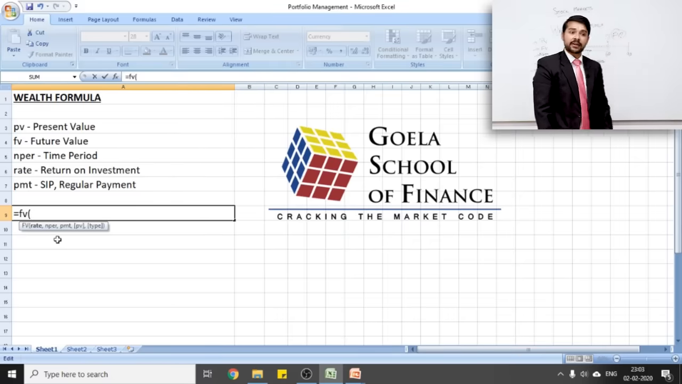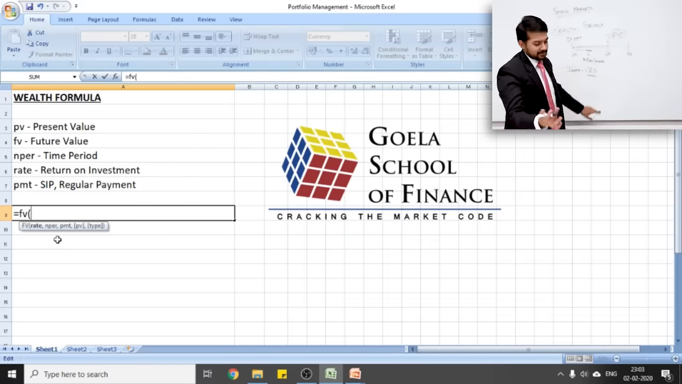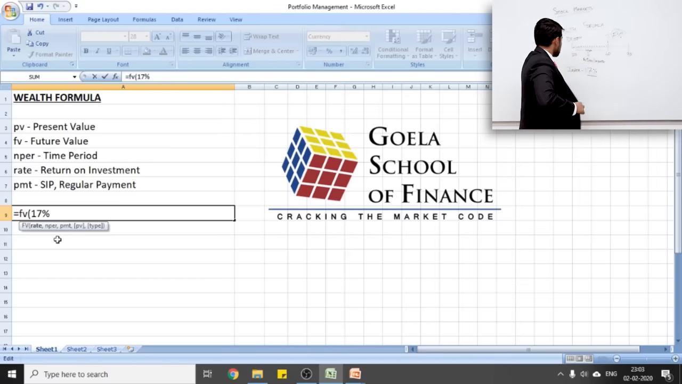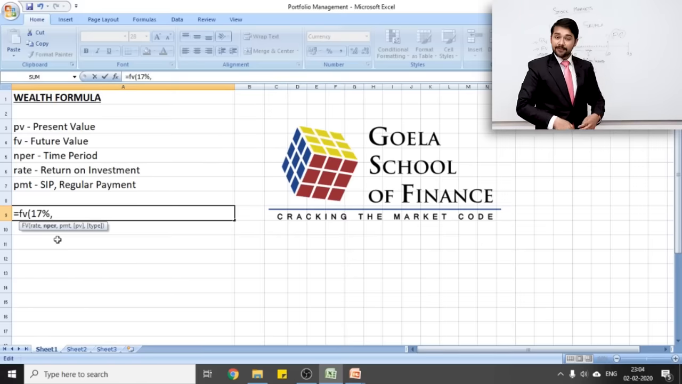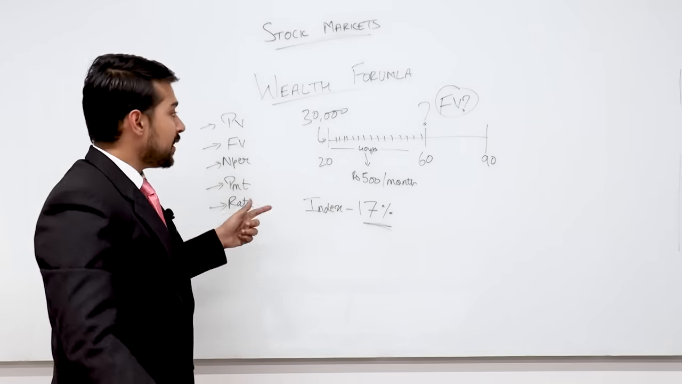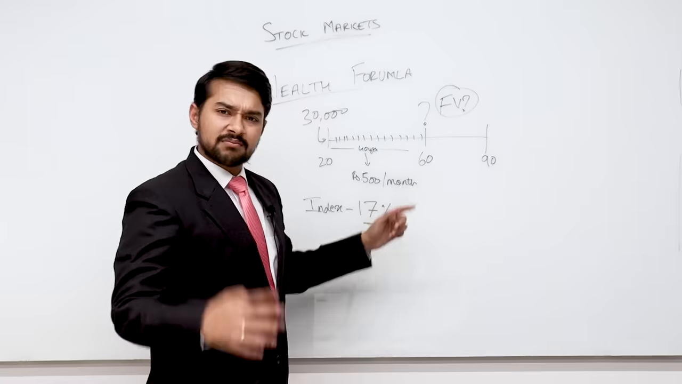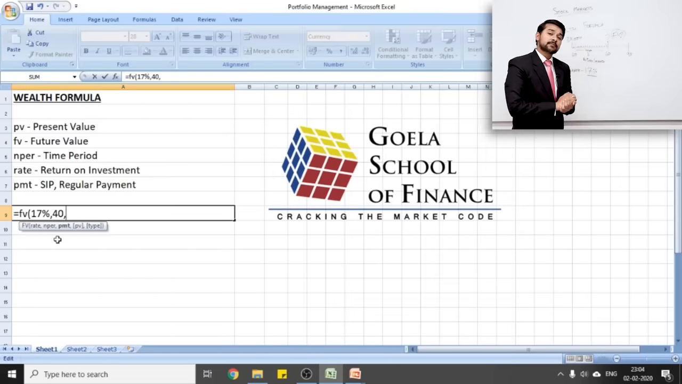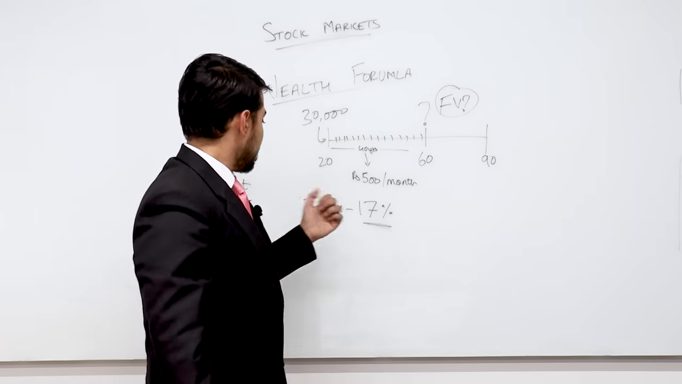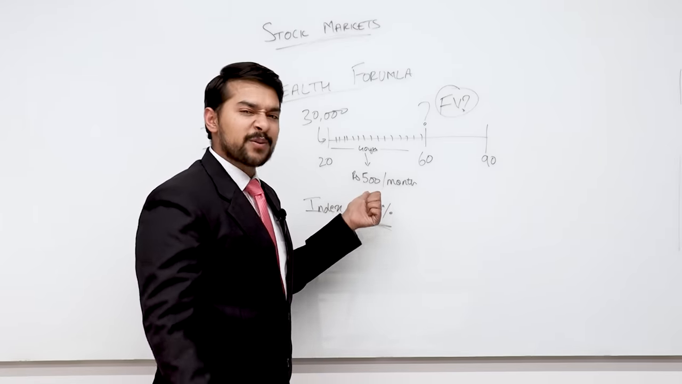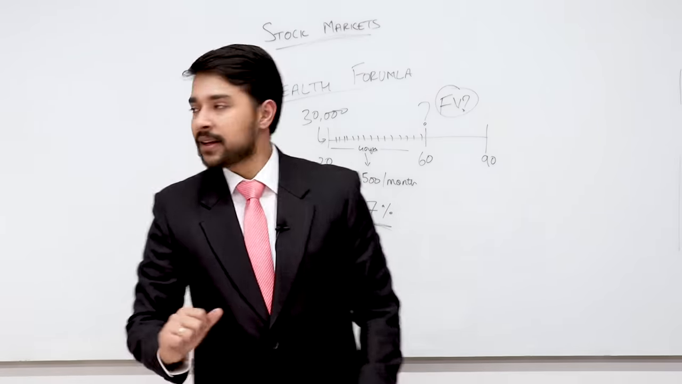First, it's asking for the rate. What is the rate? 17%. Simply write 17%. Right? After that, comma. The highlight moves to NPER. What is NPER? NPER is the number of periods, which is the time period. How much is the time period, from 20 to 60? 40 years, right. 40, comma, PMT. What is PMT? SIP. What is SIP? 500 rupees every month.